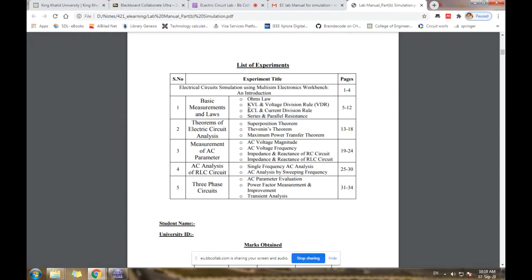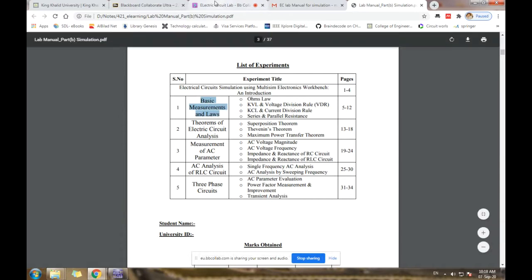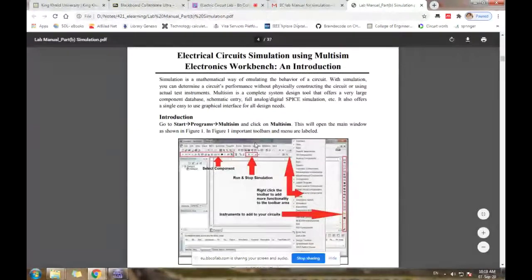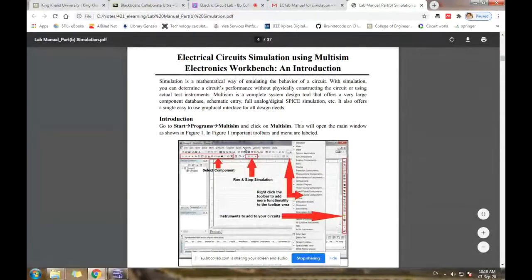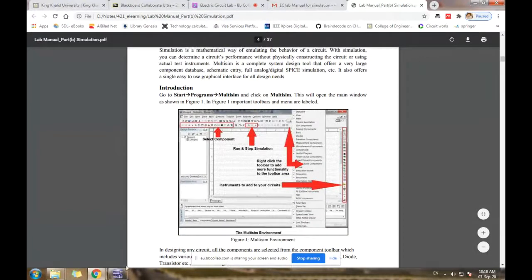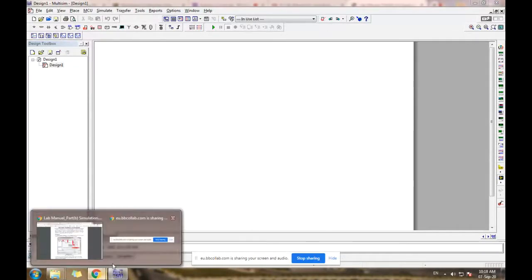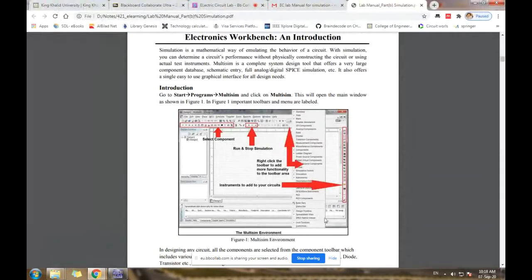So today we are going to discuss experiment number one, the basic measurements and laws. Before we start, let us discuss some points about the software. When you start the software, this is the Multisim software. In this Multisim software you will have, as mentioned, four different things.